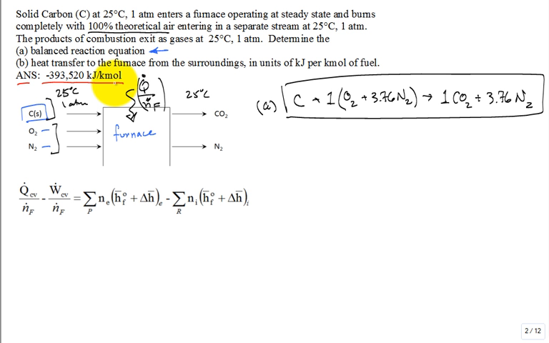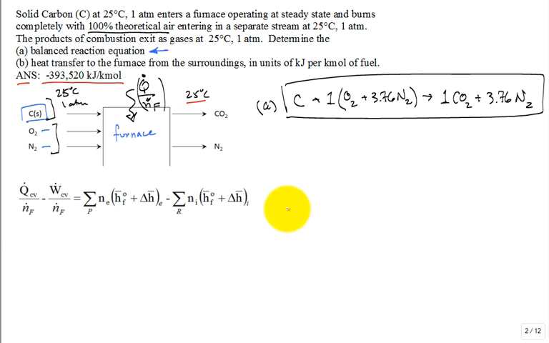Burning coal, or like carbon, that's what they're simulating here, even though coal is not all carbon, is very exothermic. It's going to have heat transfer from the furnace. And to keep the products going out cold at 25, you're going to have to remove a lot of heat out of that furnace. Okay, so here's our general first law.